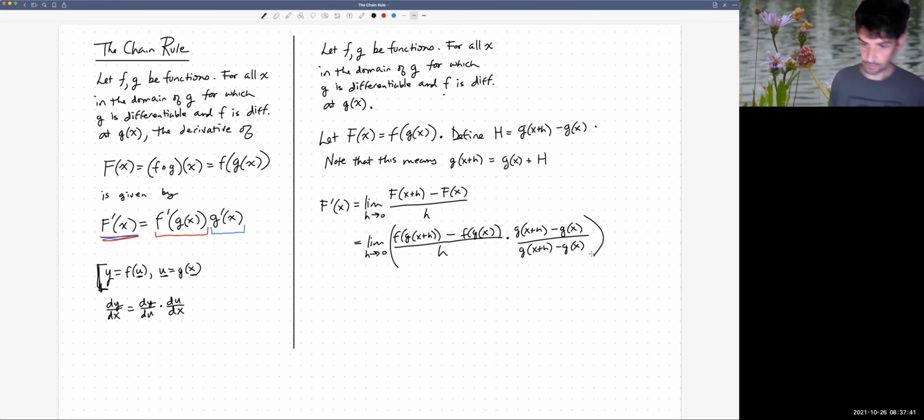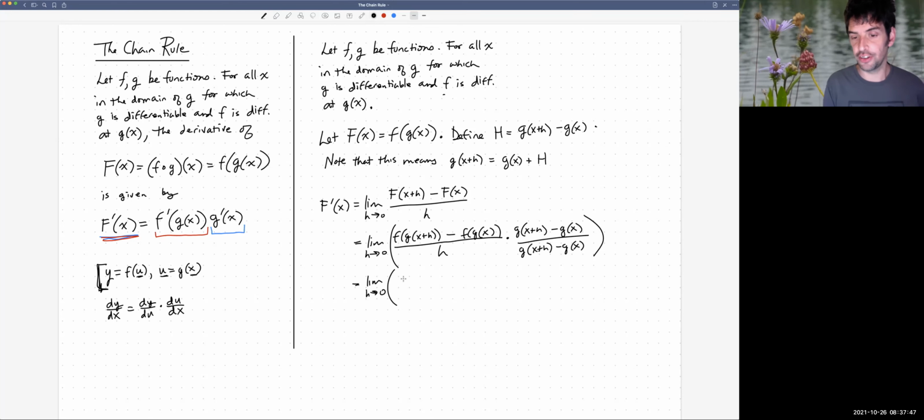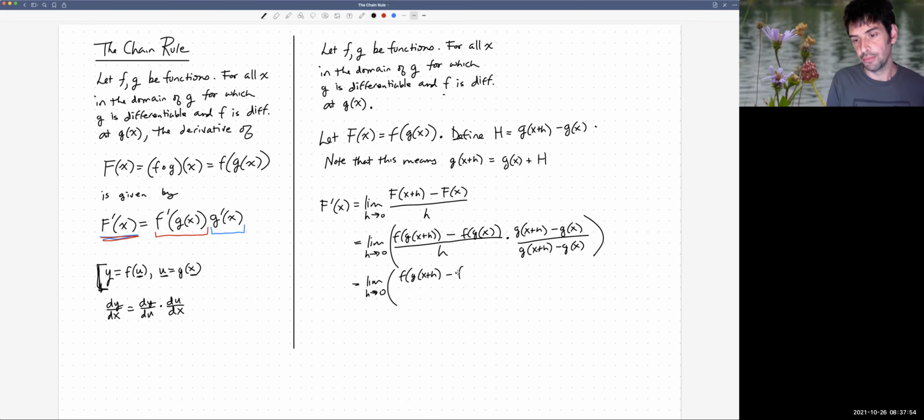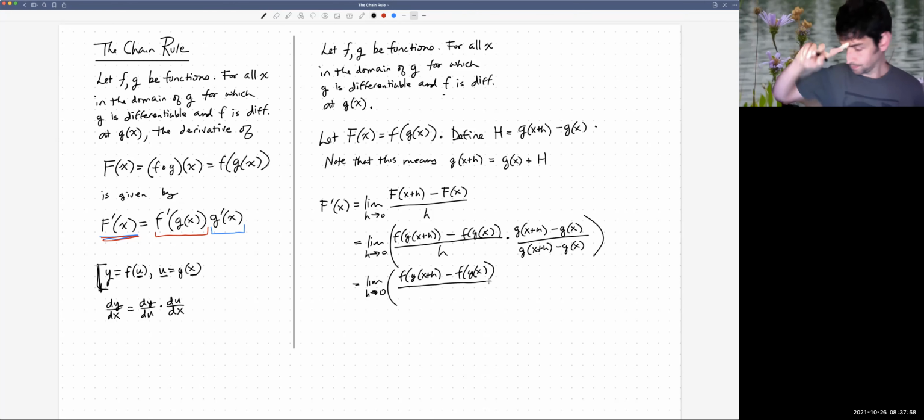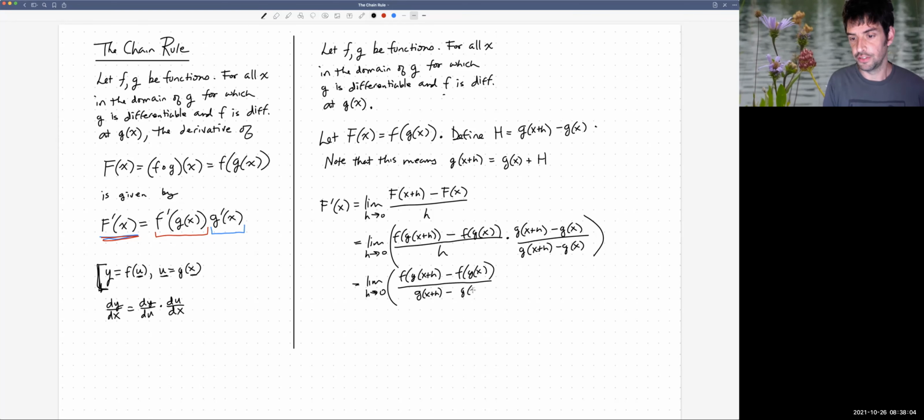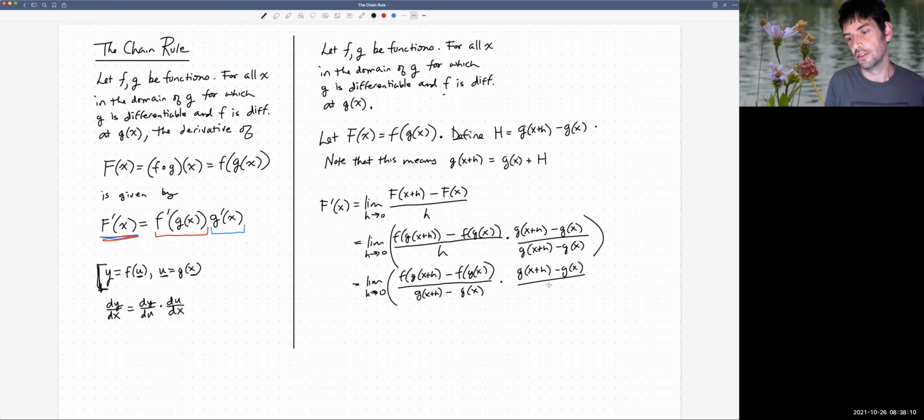Okay, now I'm just going to do a little rearranging. Limit as h goes to 0, so I've got some fractions here. I can rewrite these as f of g of x plus h minus f of g of x all over, so I want g of x plus h minus g of x, times g of x plus h minus g of x all over h.